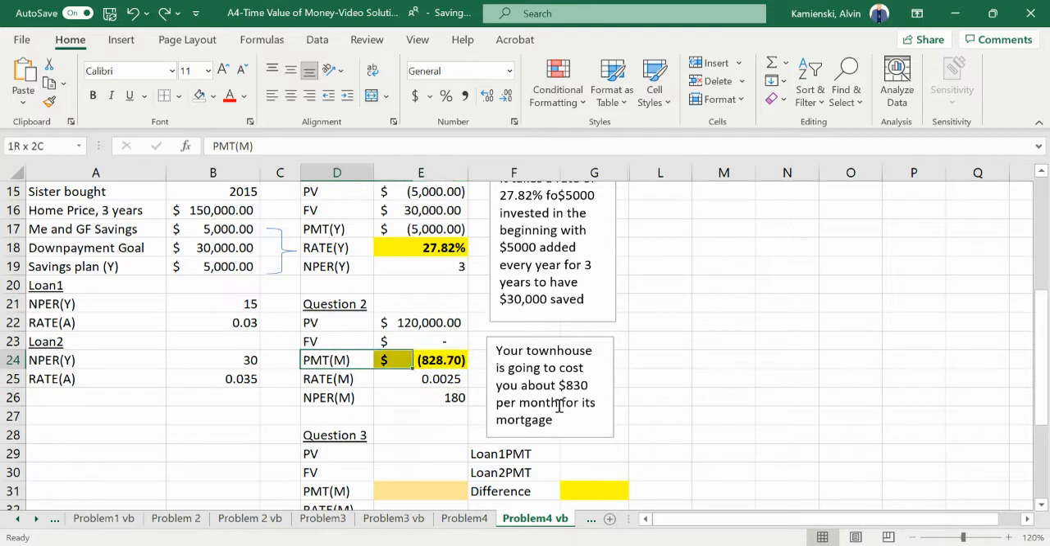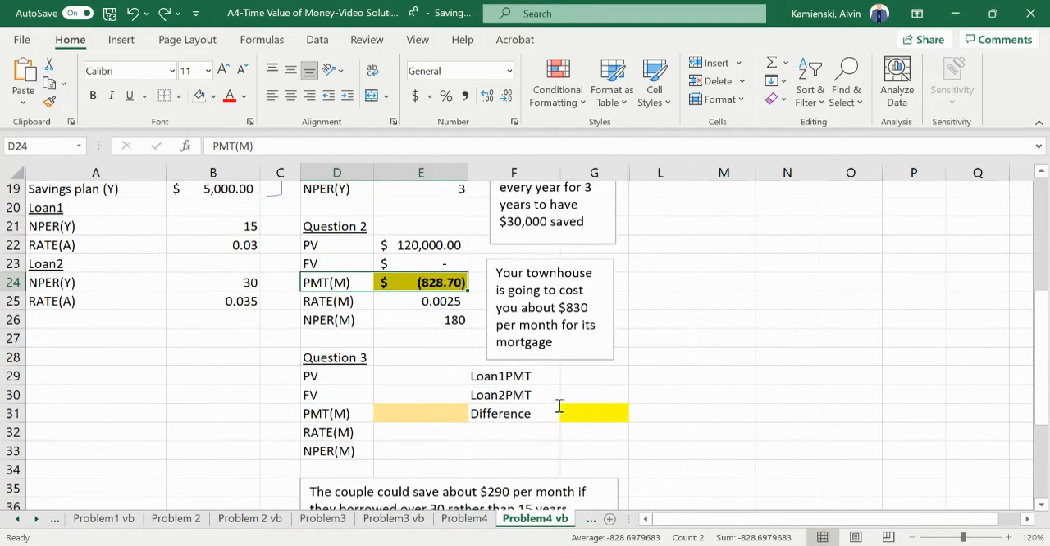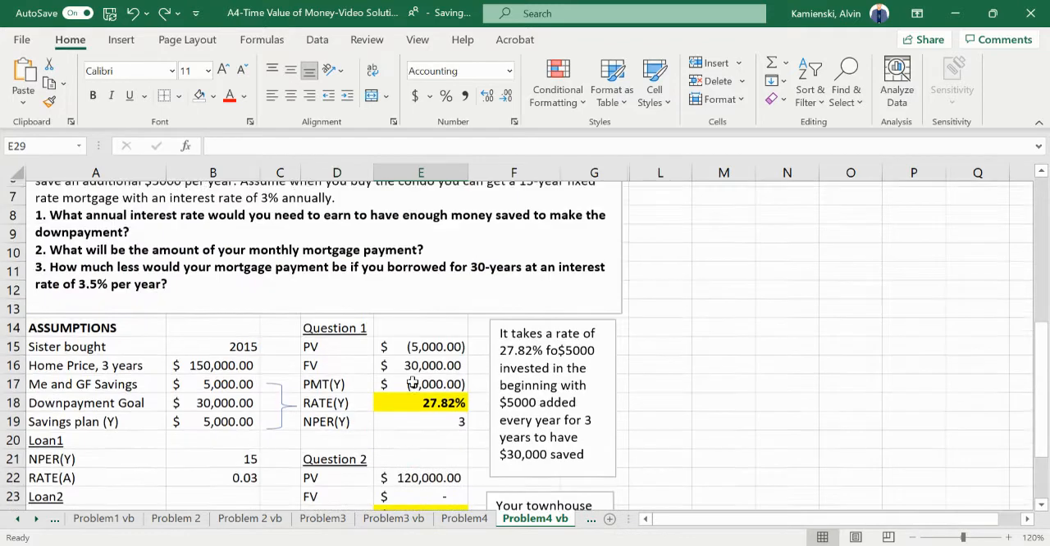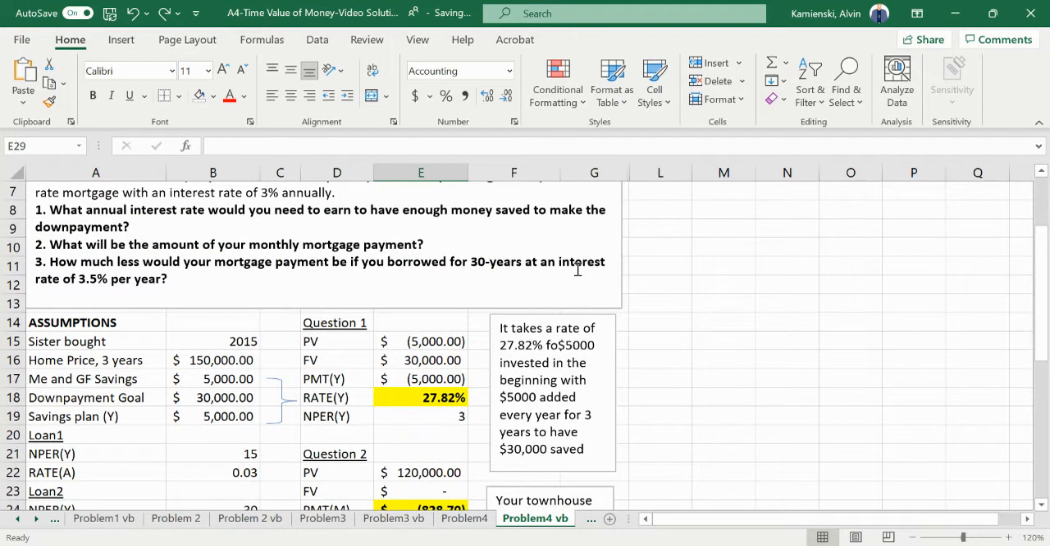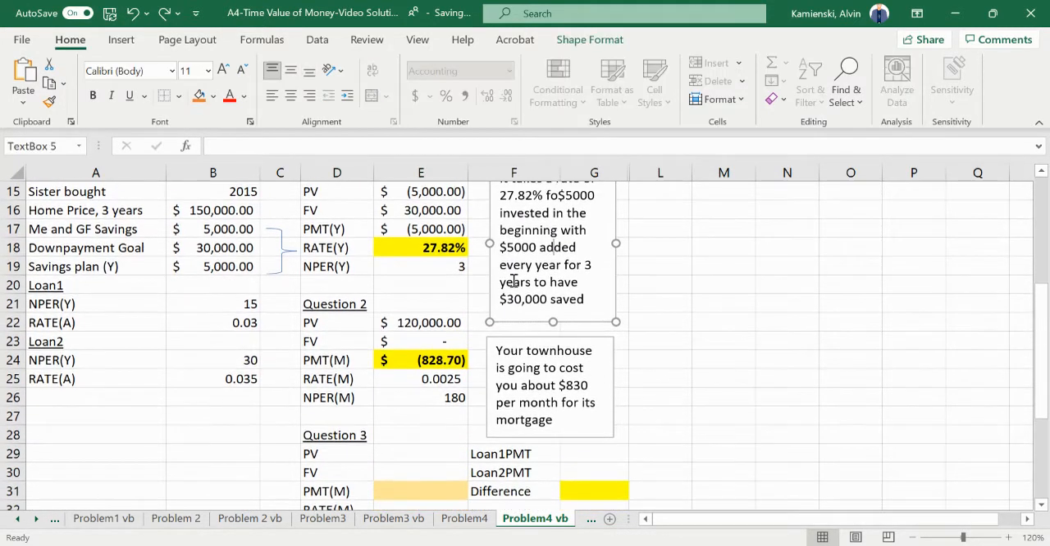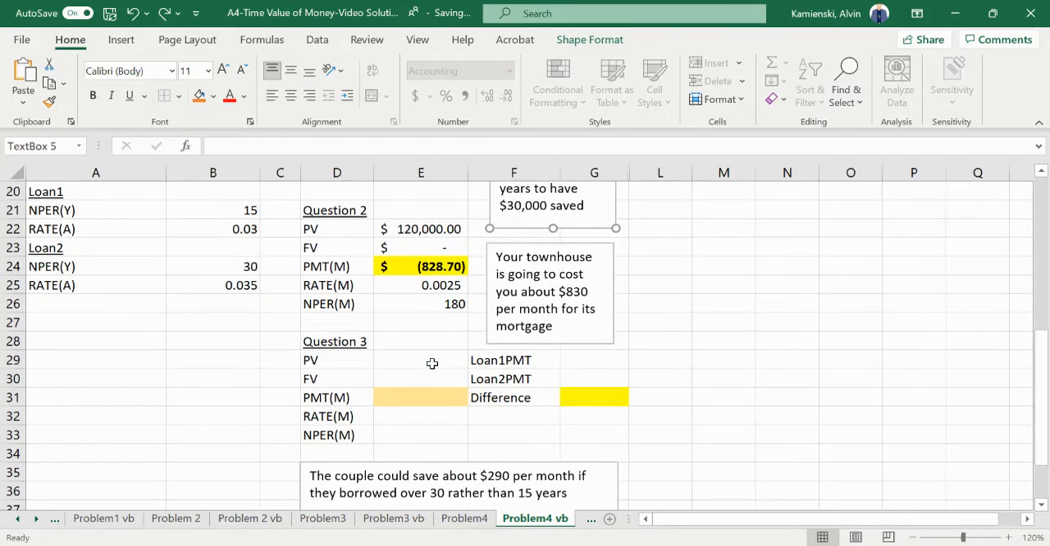I like thinking about it, though. It's an investment in a home. It's going to be 828 coming out all the time. All right, third part says, what if you borrowed at 30 years at 3.5%? So using slightly different loan terms.